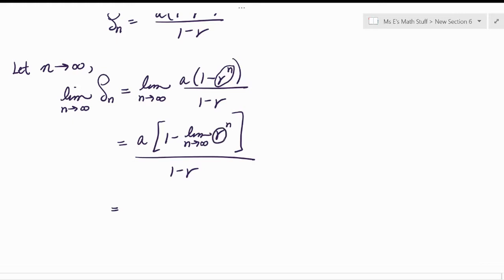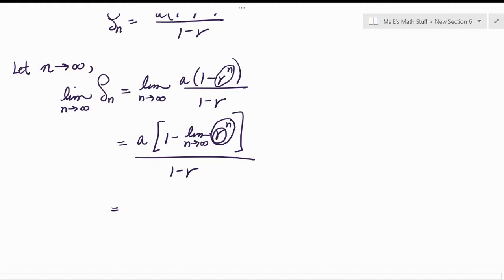So I want you to think about what values for r, what kind of numbers would you have to have for r to make this whole thing approach 0 if n goes to infinity. And I hope it makes sense that r would have to be something between -1 and 1, not including 1 or -1.